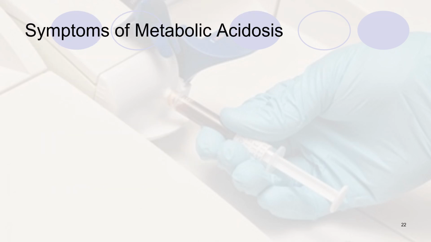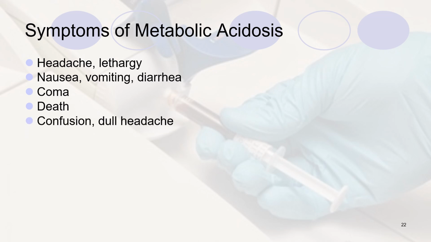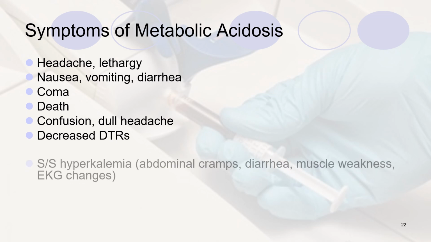Then what are the clinical features of metabolic acidosis? The patients will present with headache, lethargy, nausea, vomiting, and diarrhea. The patient is ultimately seen with coma. If you do not correct it on time, it ends up with coma and death. Other states are confusion, dull headache, decreased activities.